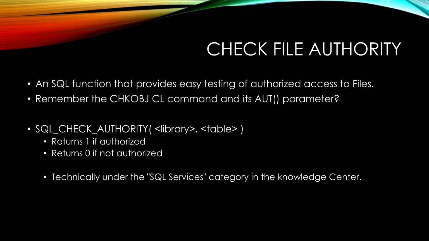Check file access authority. There's an SQL function that provides an easy way to test to see if the user running the SQL statement has access to a specific file. You remember the old check object CL command with the authority parameter? This is substantially similar to that, but it's more basic. It says, does the user have authority to access the file? Yes or no. The function is SQL check authority with the library name, comma, and then the table name, enclosed in quotes. It returns a 1 if the user running the statement is authorized to the file. Otherwise, it returns 0. Technically, this falls under the SQL services category in the Knowledge Center.